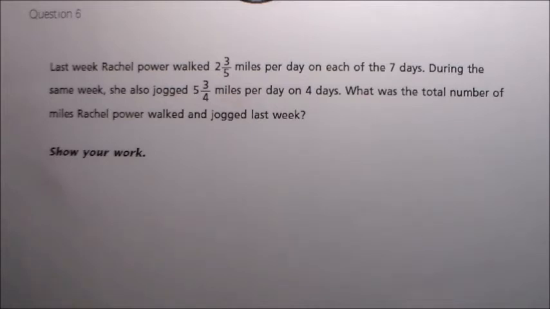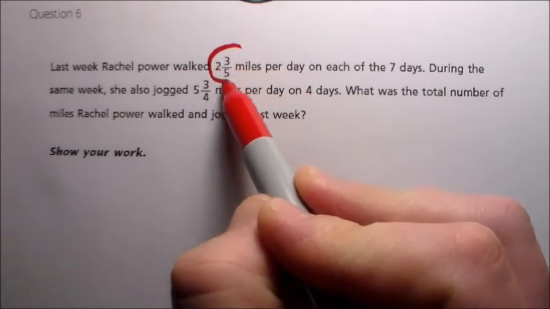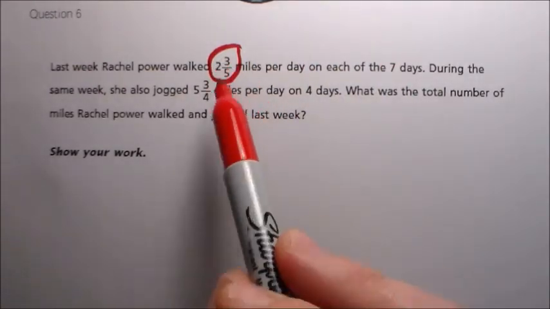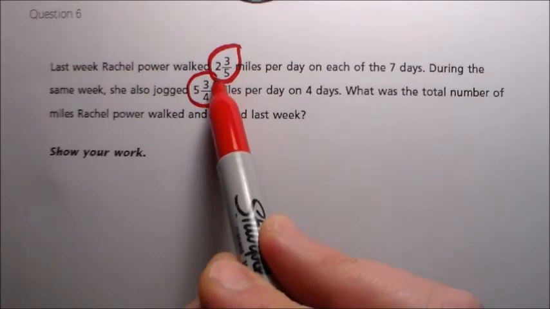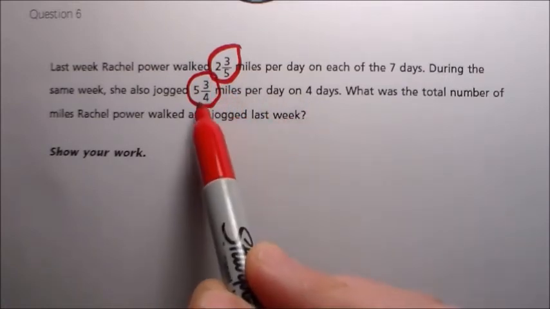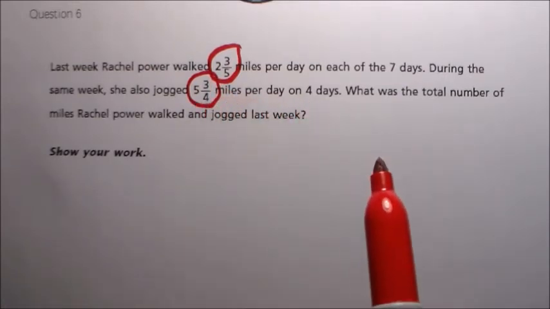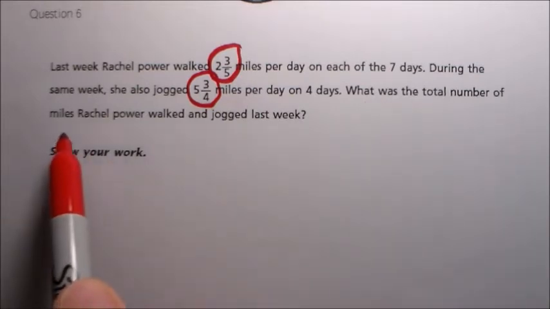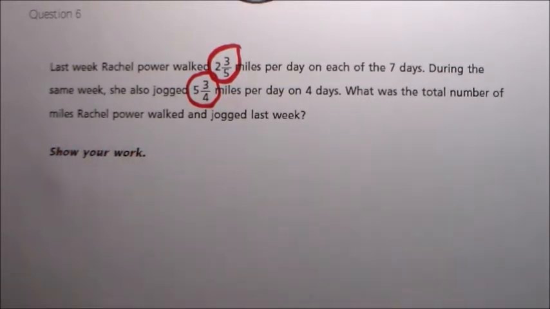Last week, Rachel power walked. Oh, good for you, power walking 2 3/5 miles per day on each of the 7 days. During the same week, she also jogged. My goodness, how awesome. 5 3/4 miles per day on 4 days. Okay, so you have 7 days in a week. Each one of those days, you have 2 3/5 power walking, and only on 4 of those days you have 5 3/4 miles jogged. What was the total amount of miles Rachel power walked and jogged last week?